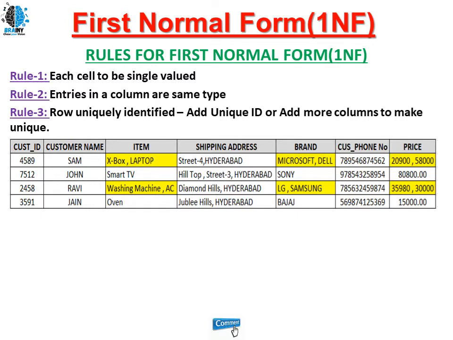So in a table you have multiple values for one particular column or one particular cell. To update this type of data, it is not possible. That's the reason we have to do the normal form of this particular table. So how to do the normal form? We have the second rule: entries in the columns are the same type. Yes, entries are the same type. Third, a unique ID should be there. So let's see how we can do this.